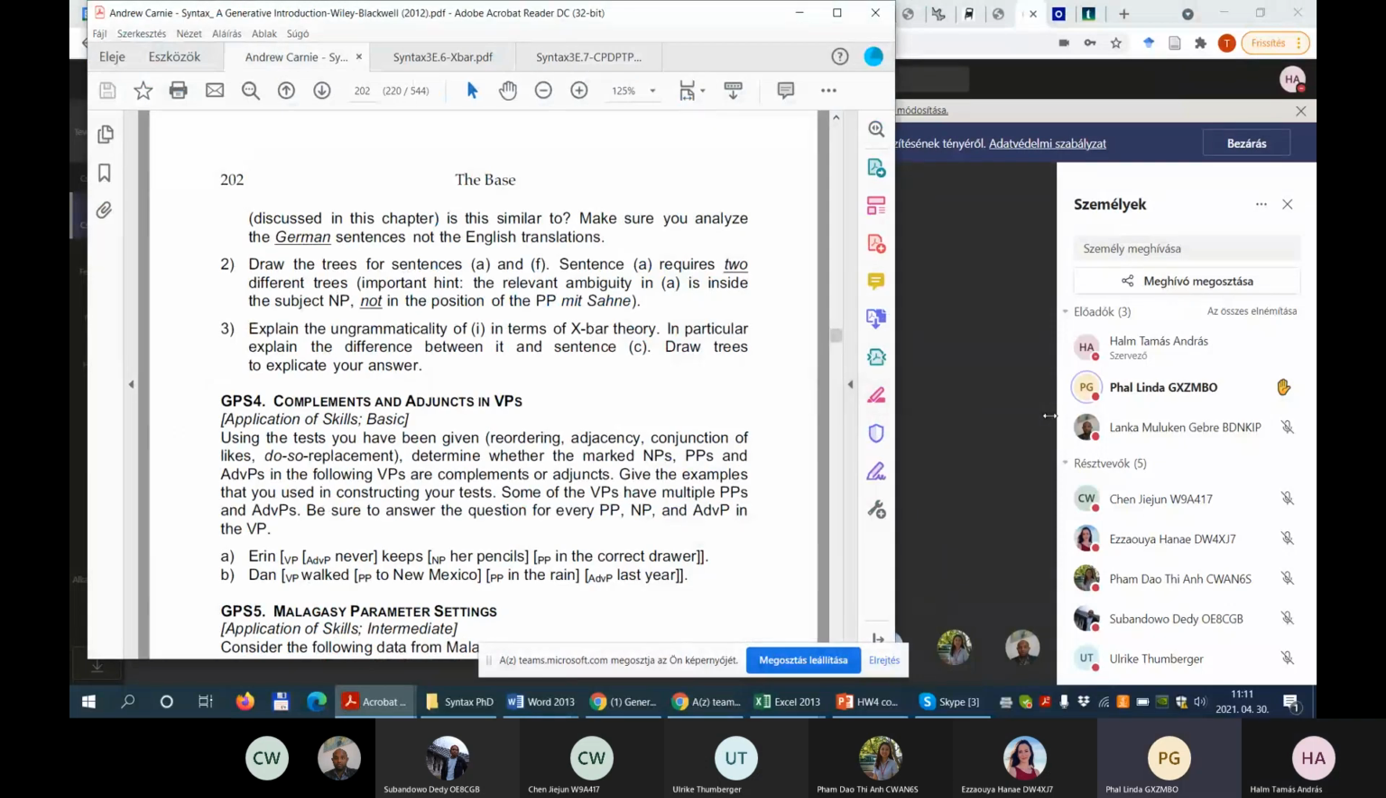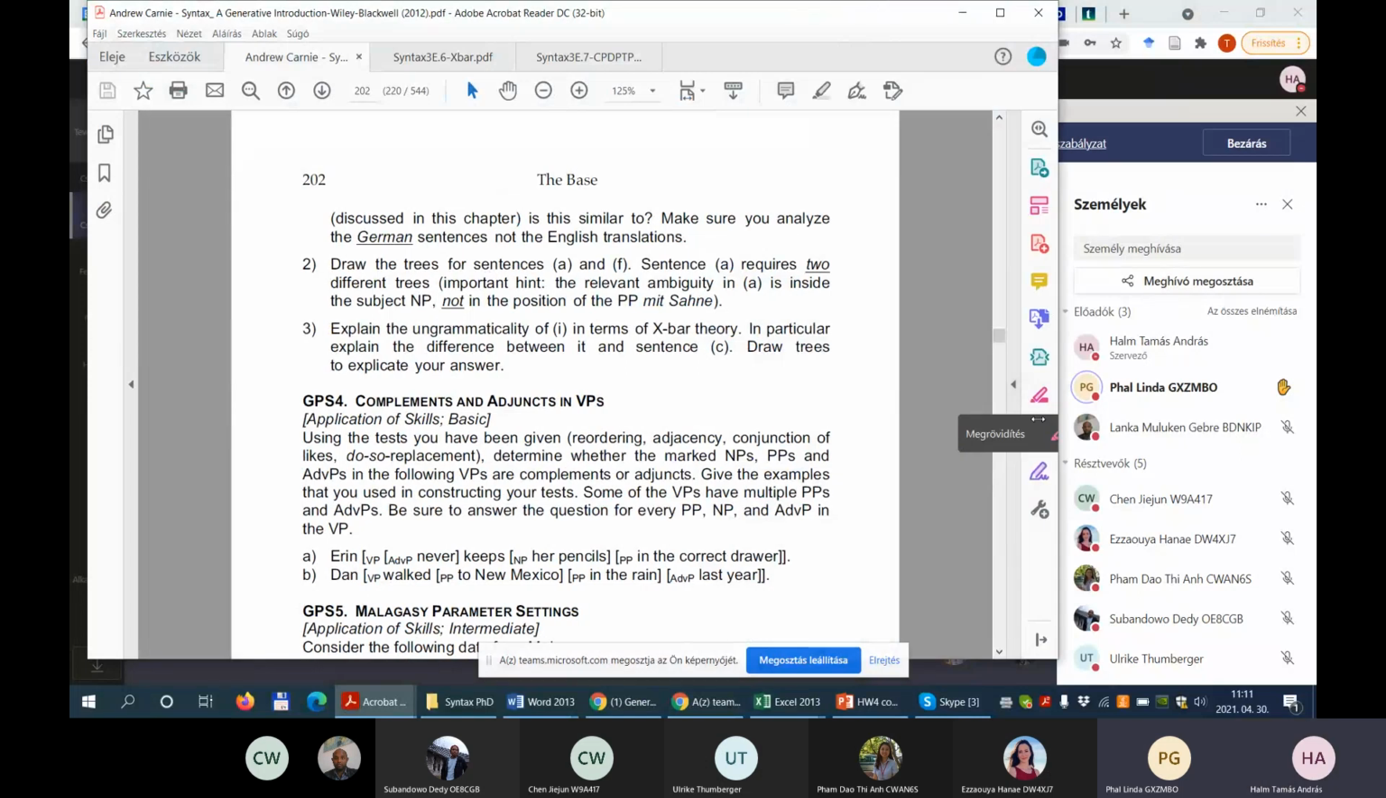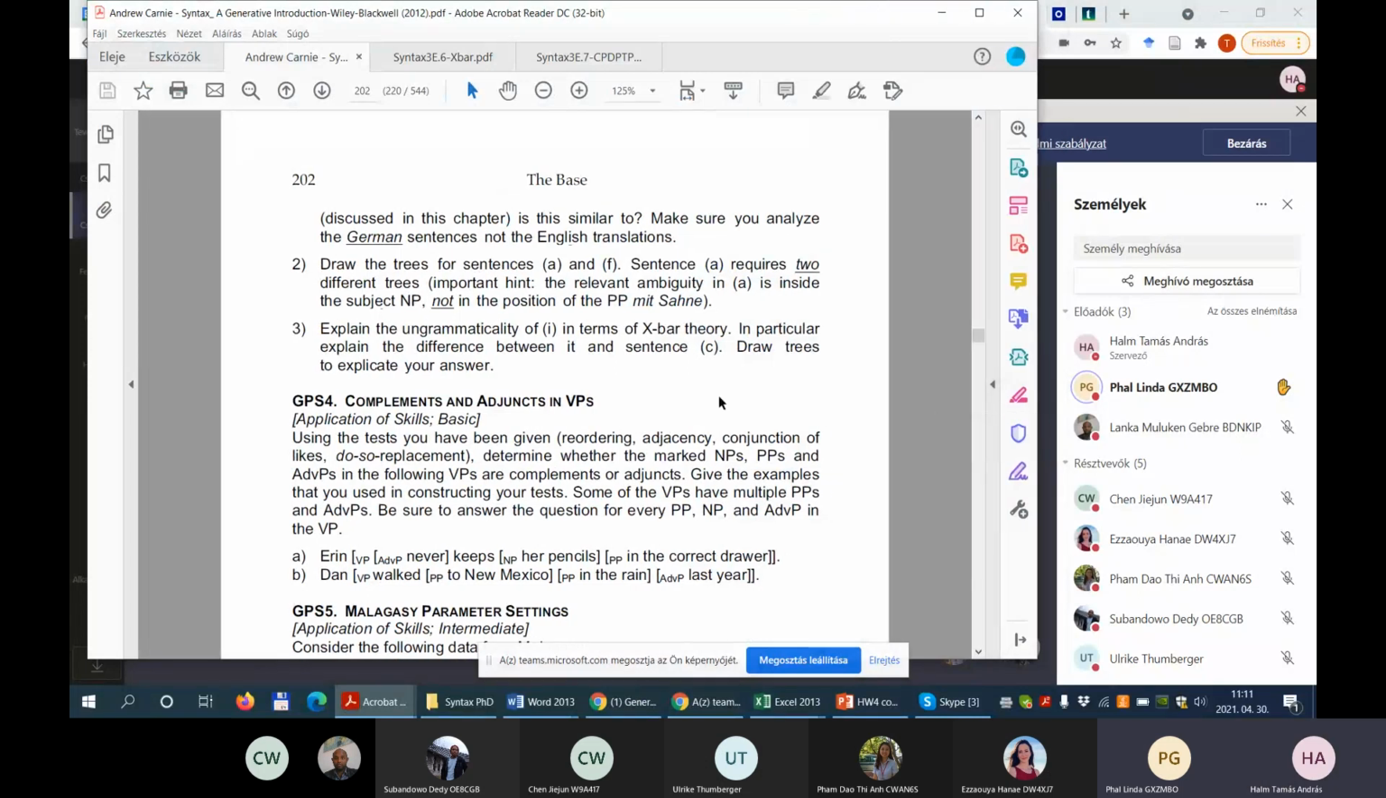Dan walked to New Mexico in the rain last year. So to New Mexico is the complement of the verb phrase walked, and in the rain is the adjunct, and the adverb last year is the complement of the verb walked. Okay, so you say the first PP is a complement. Yes. The second one is the adjunct, and the last one is the complement.